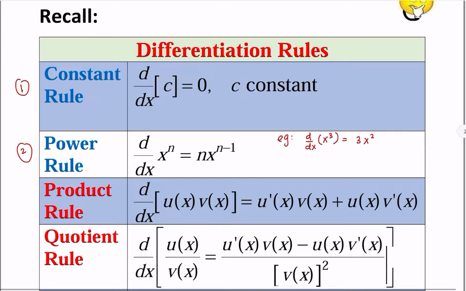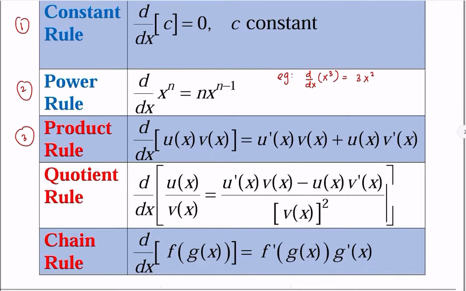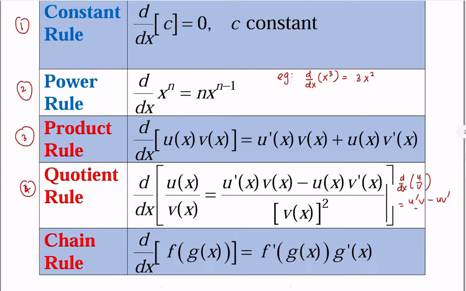If we have the product rule, with u times v, the differentiation will be u prime v plus u v prime. For the quotient rule, if we want to differentiate u over v, it will be u prime v minus u v prime over v squared. Just remember that.